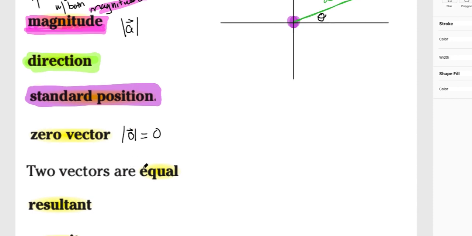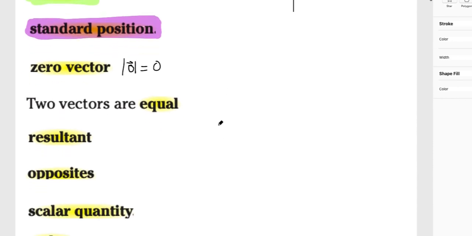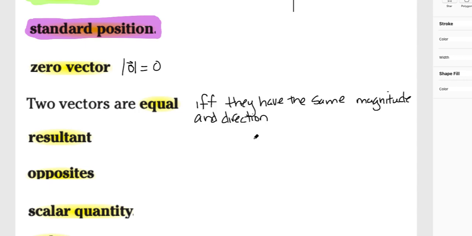Okay, two vectors are equal if and only if they have two things: the same magnitude and the same direction. And two vectors are considered opposites if they have the same magnitude but exactly opposite directions. Okay, so you want to keep that in mind.